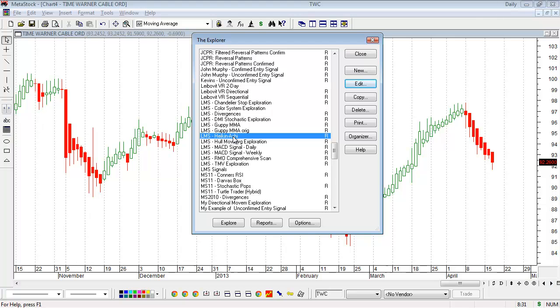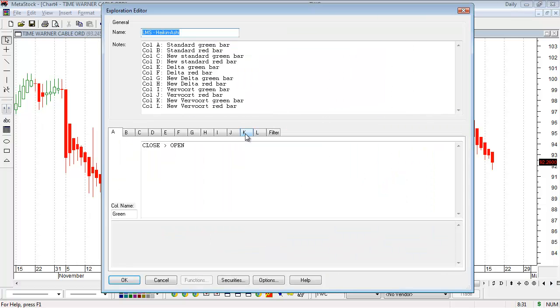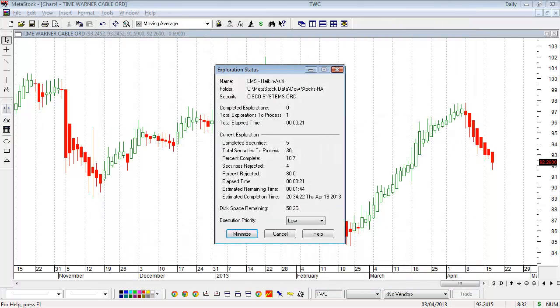Included with your Heikin-Ashi for MetaStock add-on is a comprehensive exploration that will allow you to search through thousands of securities at a time looking for your next buying opportunity.